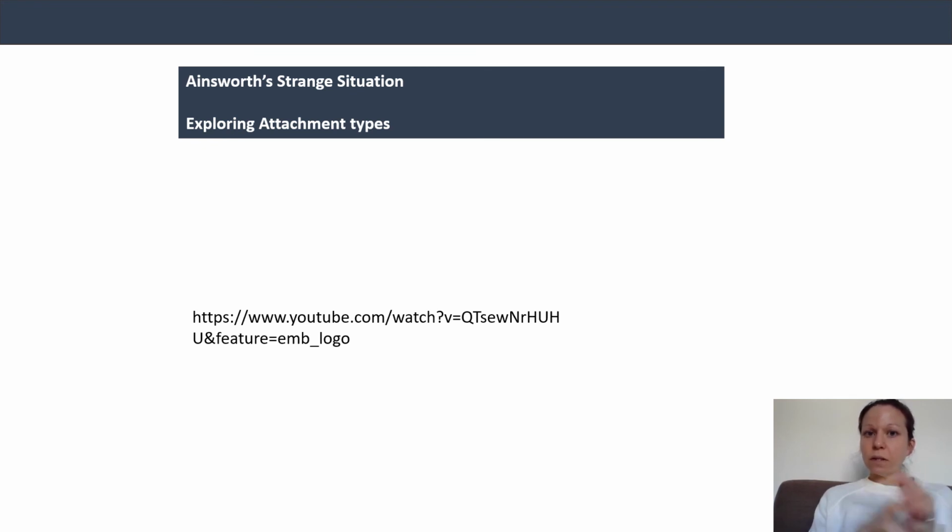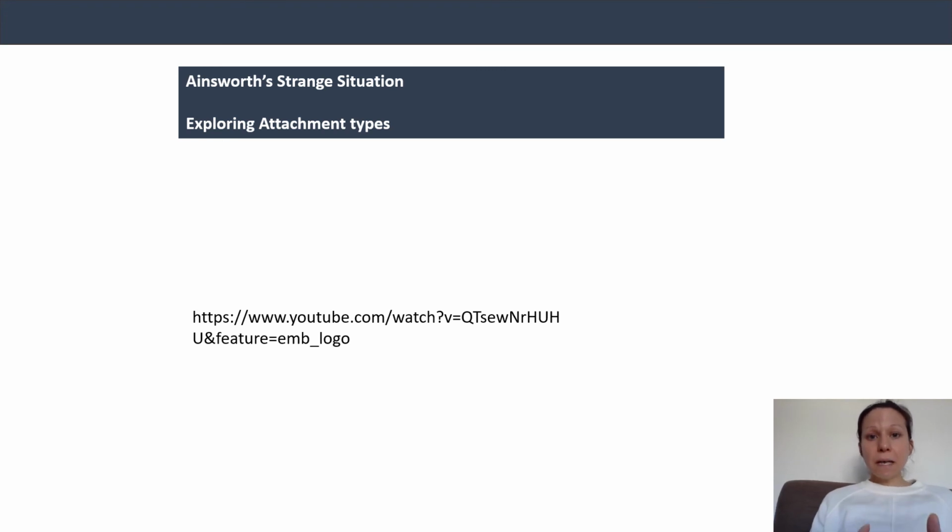Shaffer and Emerson, this idea that as you grow older, you progress through the different stages of attachment. This is quite separate. Ainsworth's attachment types are the different types of attachment that she identified in terms of how secure and how stable the attachment is between the infant and the primary caregiver. And you're going to see that as we go on and explore.